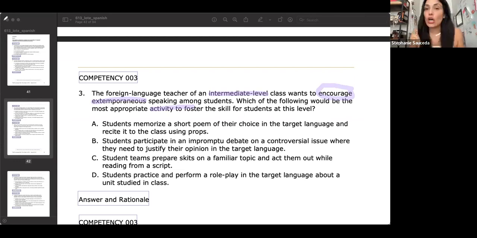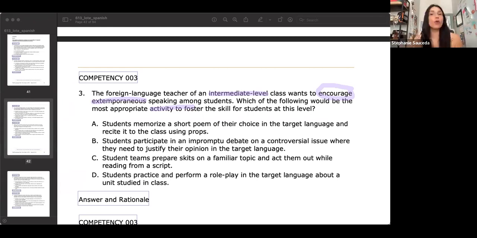That's the goal that I'm looking for, and my answer needs to do those things. I just took my keywords and phrases and put them in a sentence. The goal for the foreign language teacher is an activity that fosters students' extemporaneous speaking skills at an intermediate level. That's what I'm looking for. Yes, a way to encourage their extemporaneous speaking.